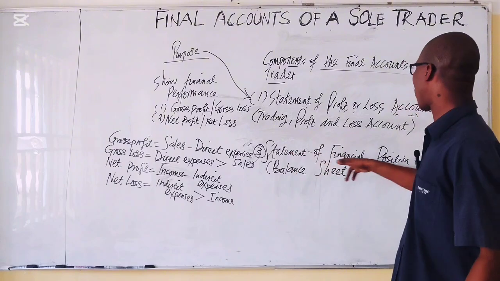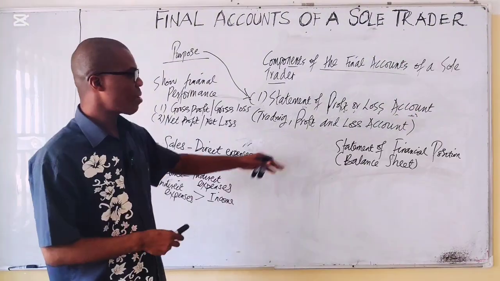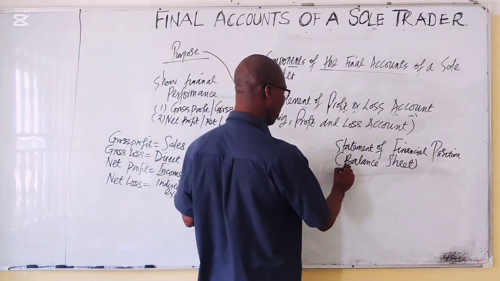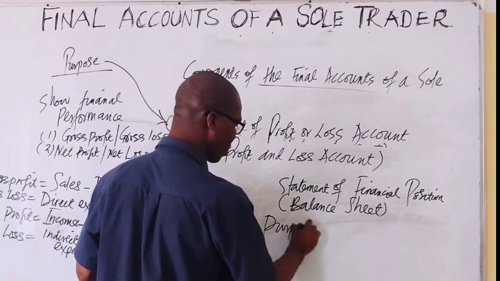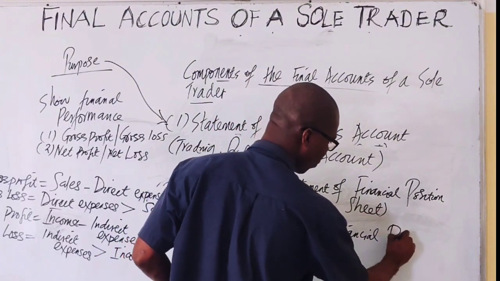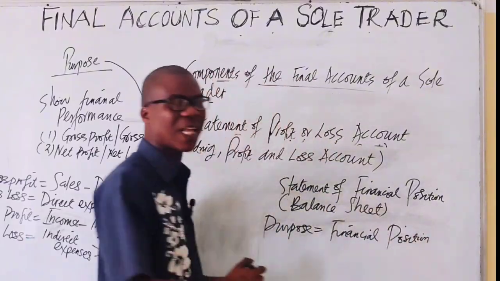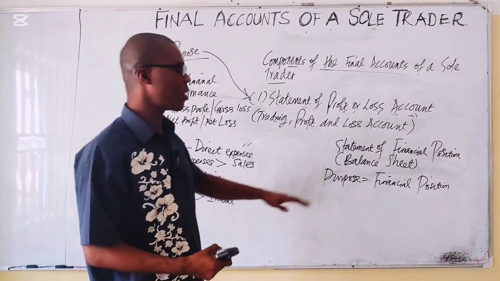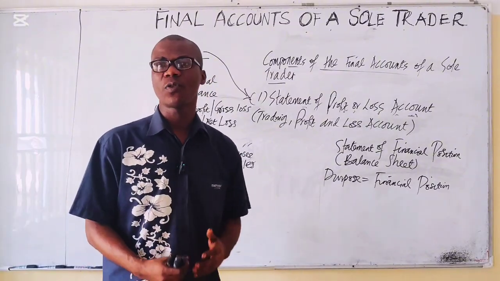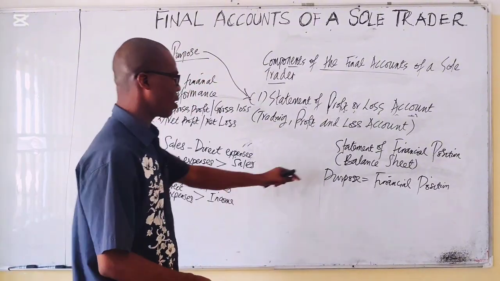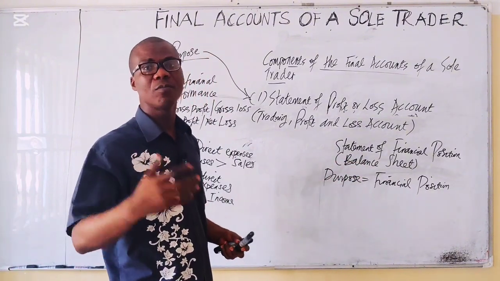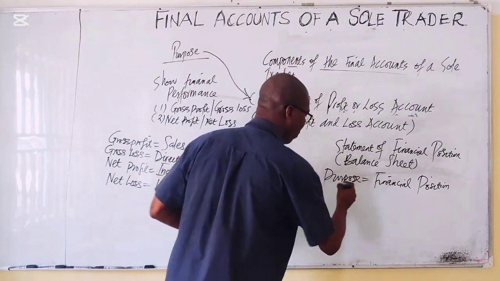Then, how about the statement of financial position? What is it used for? The statement of financial position is used to ascertain financial position. That means it is used to know the state of your assets, the state of your liabilities, and the state of your capital. Because the statement of financial position is actually a composite or a combination of these three.